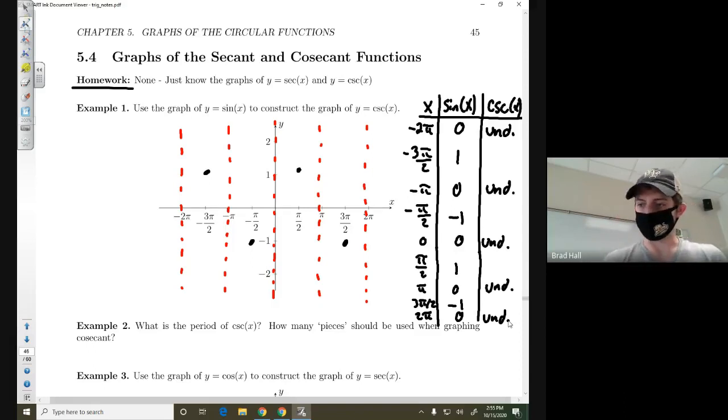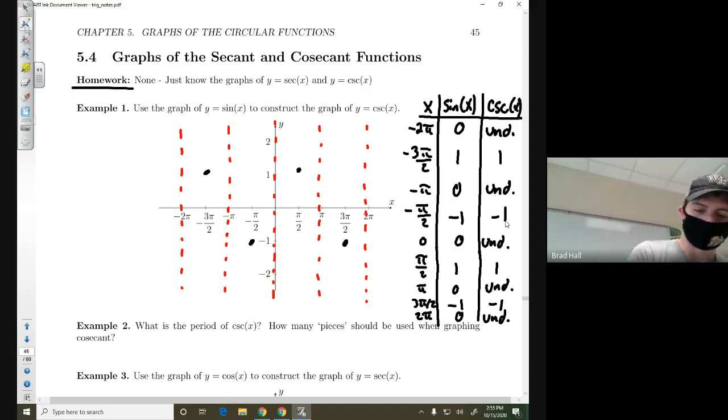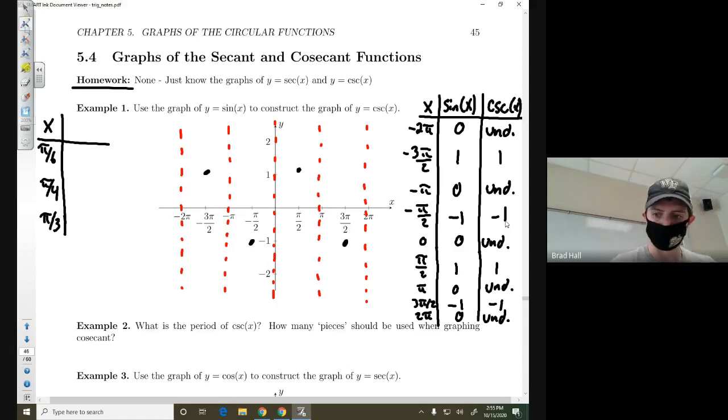What about if we also considered, because I'm kind of jumping the gun here, all the reciprocals of these are obviously going to be themselves. You flip 1, you get 1. You flip negative 1, you get negative 1, and so on. So really, let's go ahead and look at 3 more. Let's look at the special ones: pi over 6, pi over 4, pi over 3. So that would be here, here, and here, in order. Sine, then we'll look at cosecant.